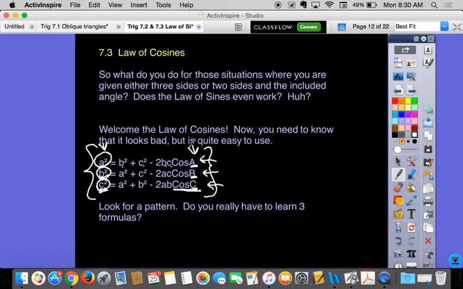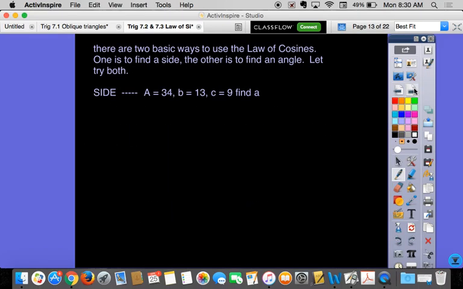Okay, we're going to start with the simplest kind first. You do need a calculator, and it does need to be in degrees. All right, the easiest way is to find a side. So I'm going to give you an angle. And yeah, I don't have the degree symbols because they're kind of hard to type. So yeah, it's 34 degrees.